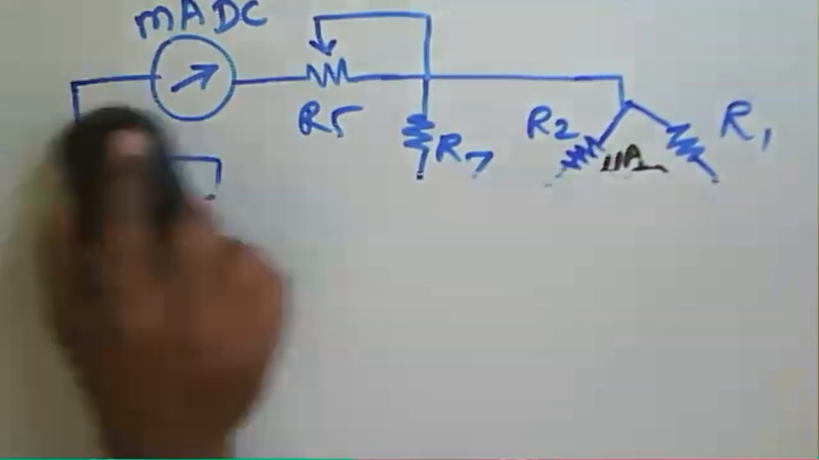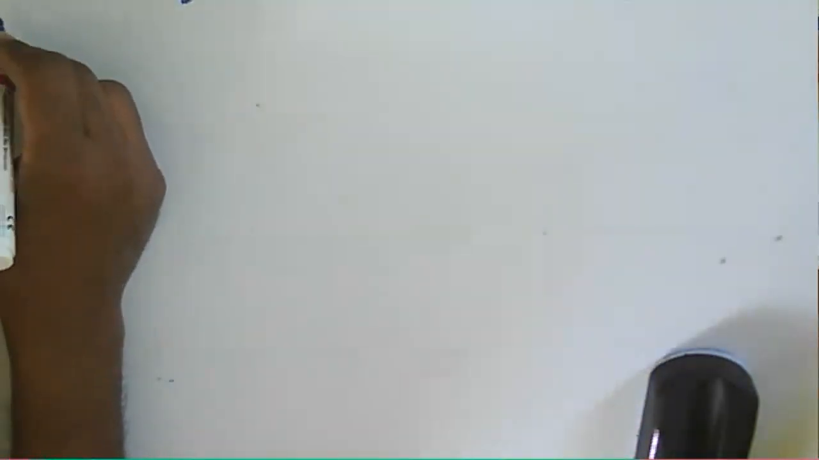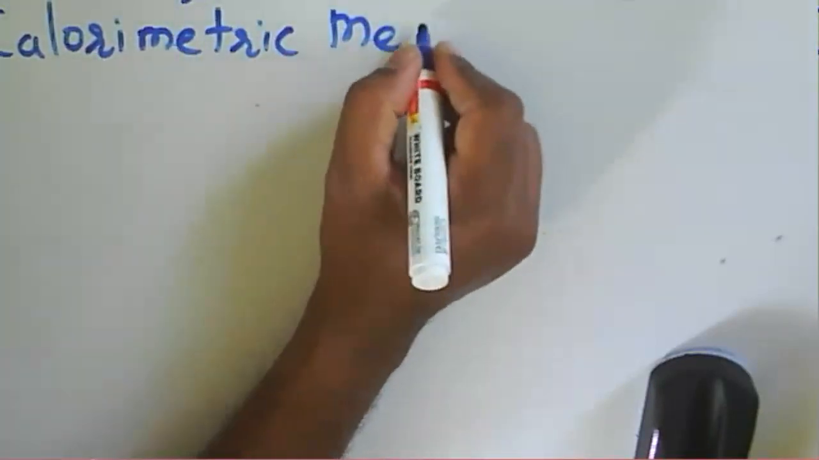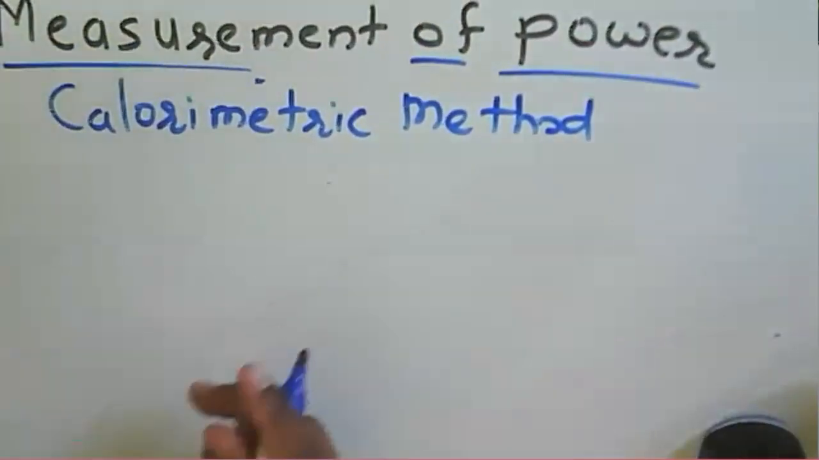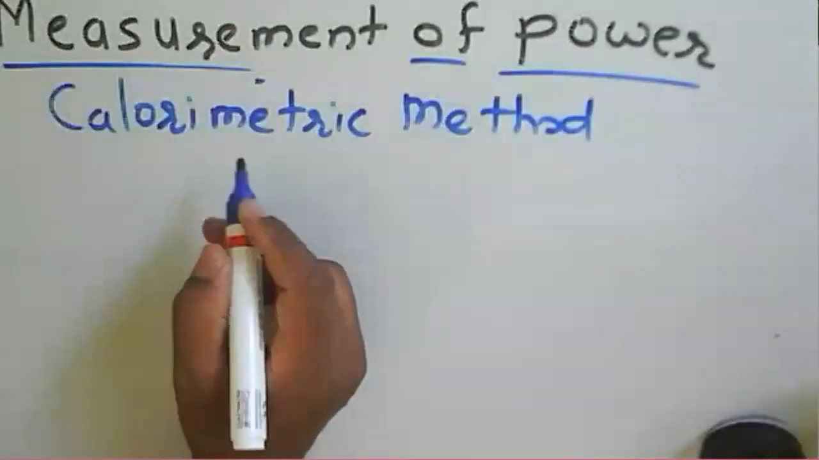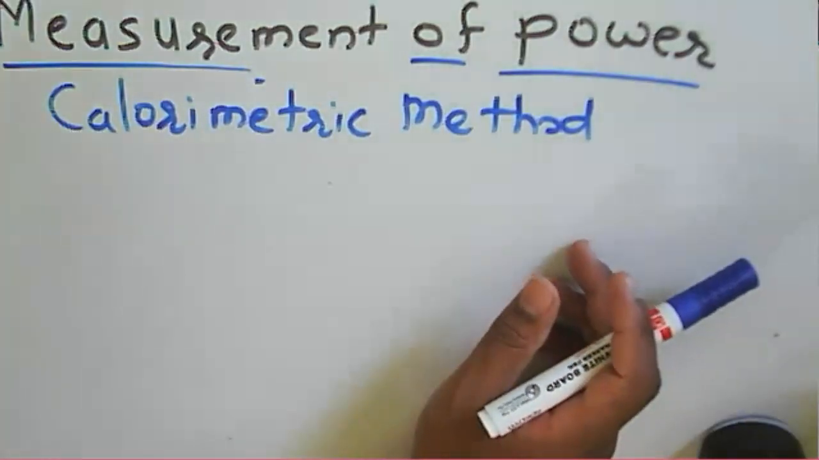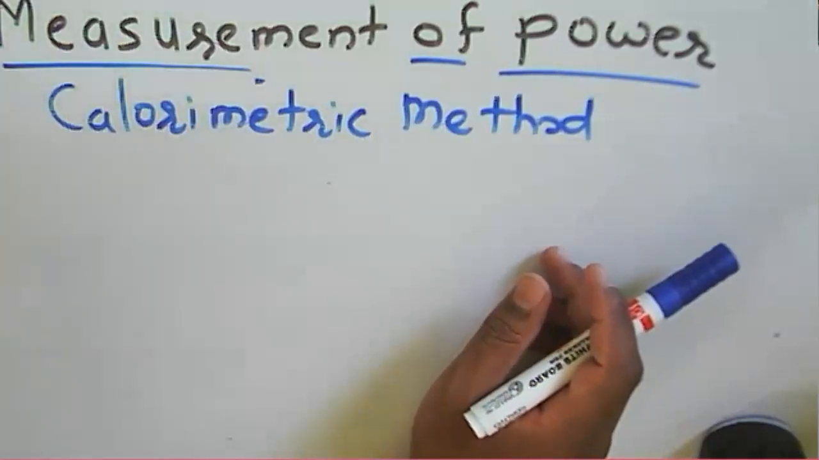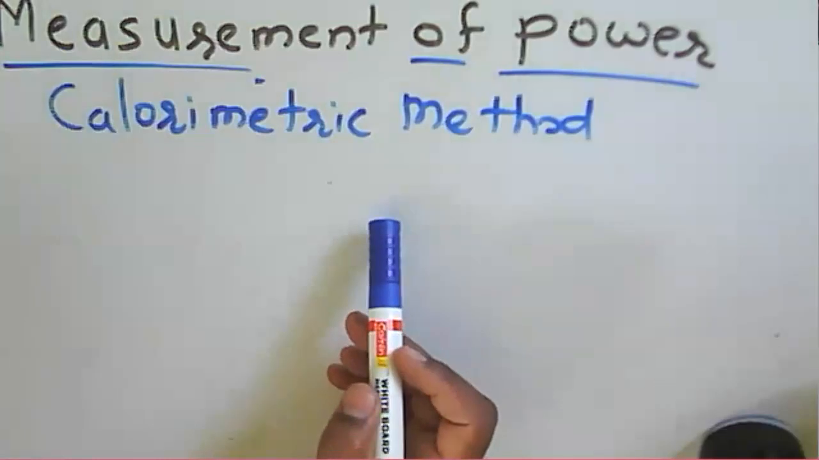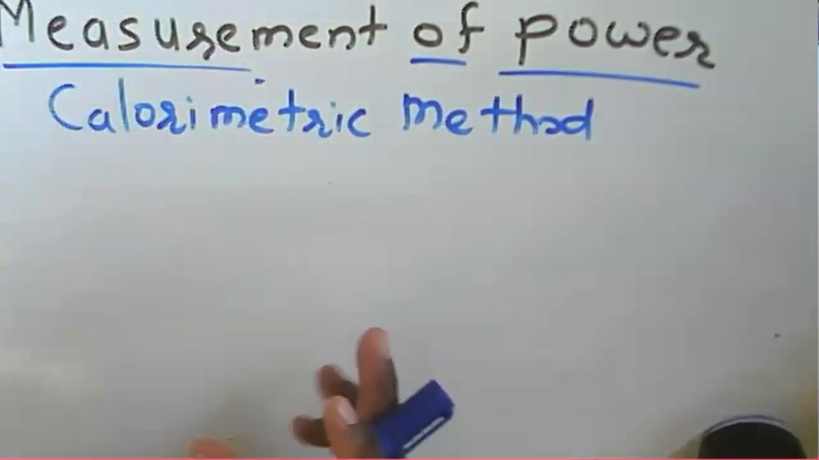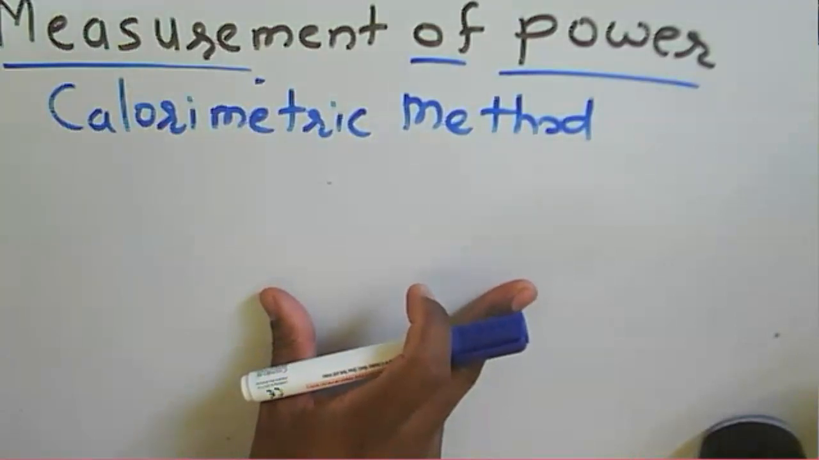Next is another method we are supposed to consider for measurement of power, that is the calorimetric method. Calorimetric method of measurement of microwave power. This one is used to measure high microwave power. As we said earlier, there are three categories of power measurement. One is low power measurement. For low power measurement, we can use a bolometer. For low and medium power measurement, we use a thermistor. And for high power measurement, we use the calorimetry method.